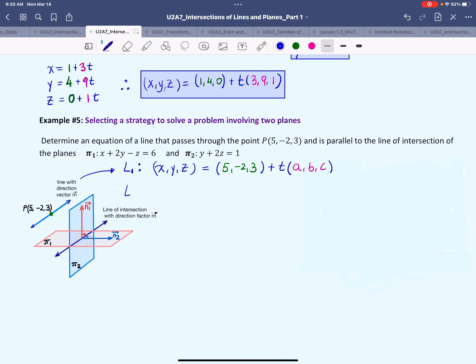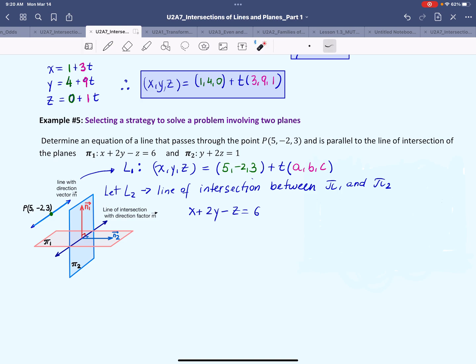So we're going to call L2 the line of intersection of two planes between pi 1 and pi 2. So our job now will be to find the equation of the line of intersection, which means that we have to put the two equations together in a system. So we'll have x plus 2y minus z equals 6. And for pi 2, we have y plus 2z equals 1.